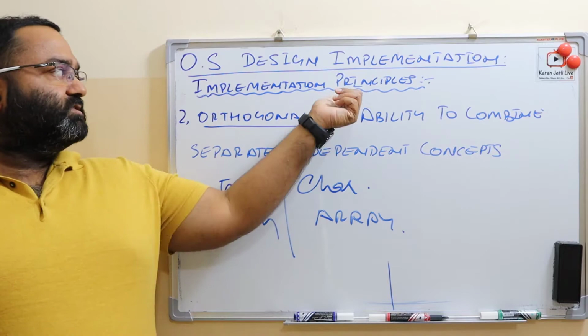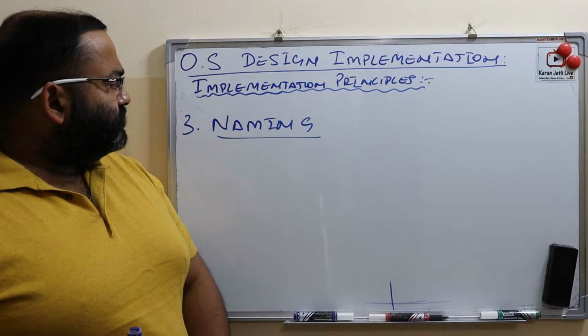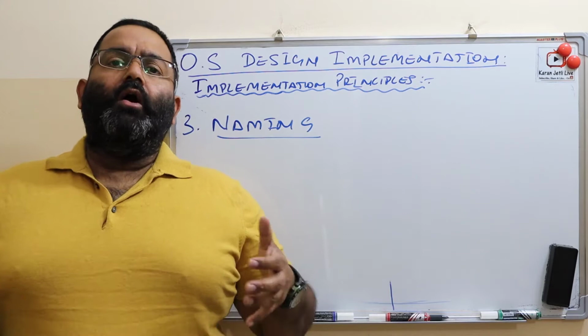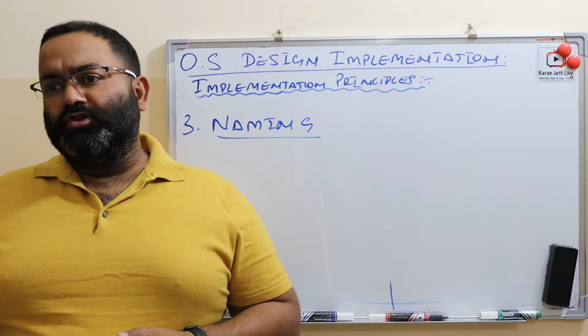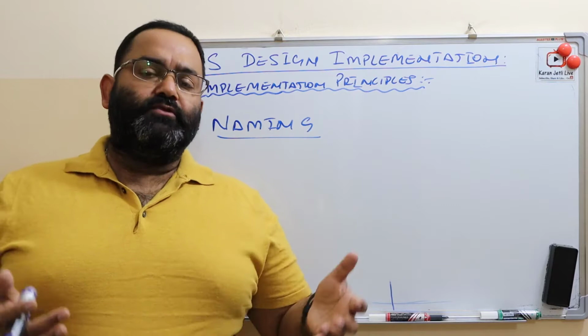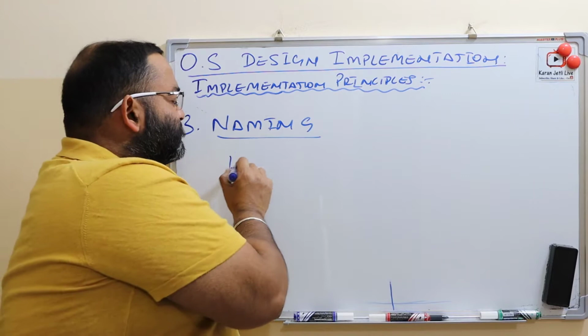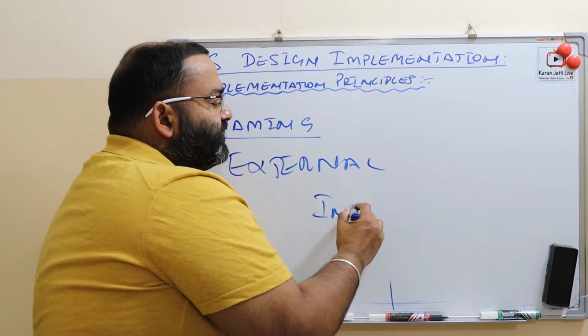Then, the next principle which comes is called naming. By naming, we mean how we are going to name our data structures in the operating system. Any data structure which is used in the operating system must have a name, and we use different types of names. Naming is of two types: one is called external naming, and we have internal naming.